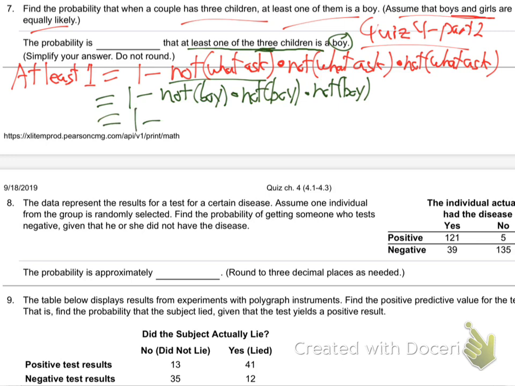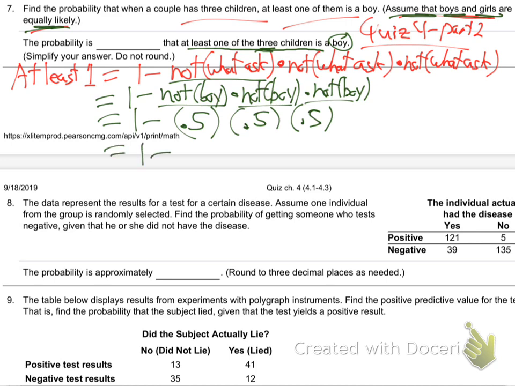So that's 1 minus. What's the chance the first child's not a boy? 0.5. How do I know that? Assume that boys and girls are equally likely. 50-50. 50% chance. So each of those is 50. Not boy, not boy, not boy is 50%, 50%, 50%. So use your calculator. Literally just type in 0.5 times 0.5 times 0.5. I'm getting 0.125. 1 minus that, I'm getting 0.875. And there's the answer.